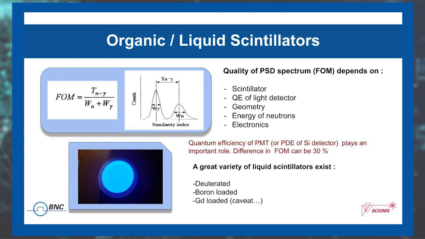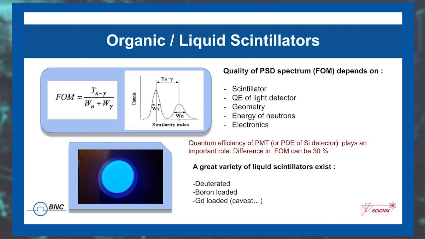Because figure of merit for neutron gamma separation depends so much also on electronics, and all these other parameters you see here, they're very difficult to compare from one setup to the other setup. So if you read figure of merit numbers in the literature, you have to look very carefully at what people actually have used to compare it to your data.